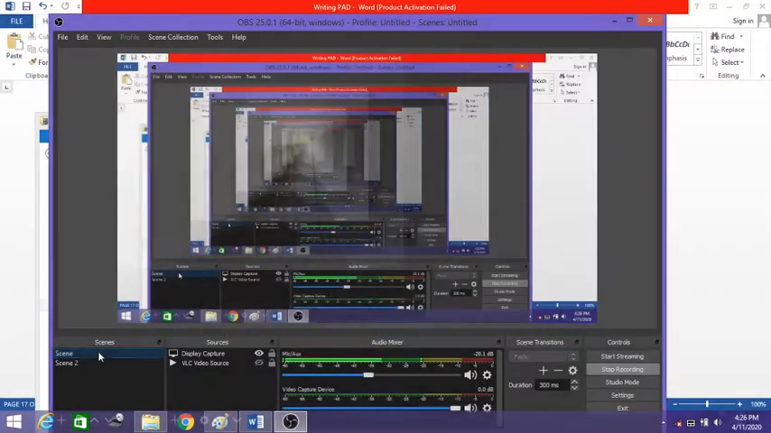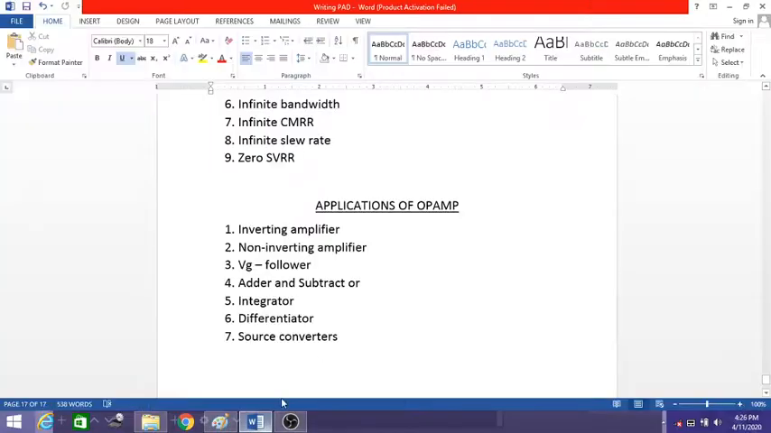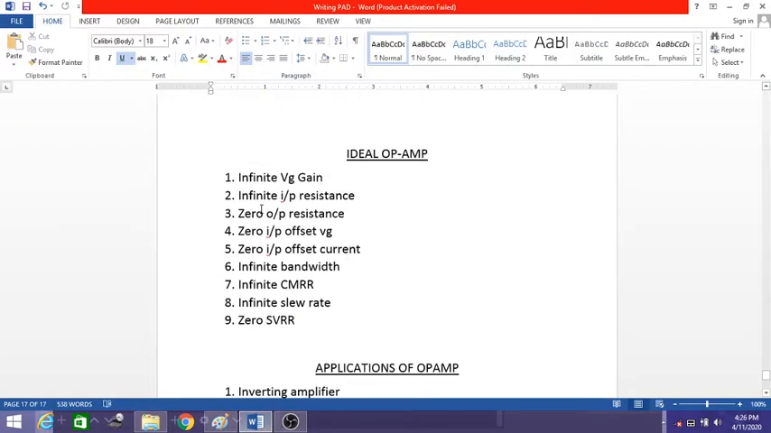So today we are going to discuss the ideal op-amp characteristics and a few of its applications. Probably we will talk about the analysis of the inverting amplifier circuit. So let us look into our ideal op-amp characteristics.